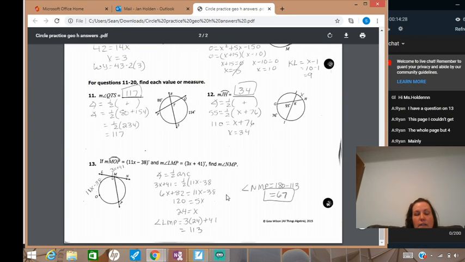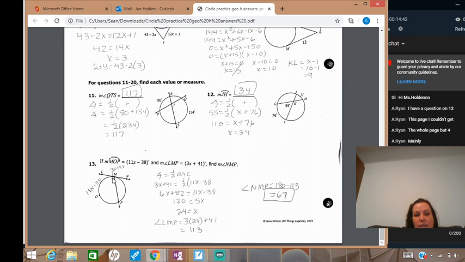Number 13 right here. So LMP, which is right here, I know that's 3x plus 41, and then this arc LOP is 11x minus 38. So I said to you guys, it looks sort of like an inscribed angle now. It's not technically an inscribed angle, but it has the same rule as an inscribed angle, and that it's half the arc. So I took the angle, which is 3x plus 41, and I set it equal to half the arc. To get rid of that half, I multiplied by 2 to get rid of the 1/2. That's how I get the 6x plus 82.